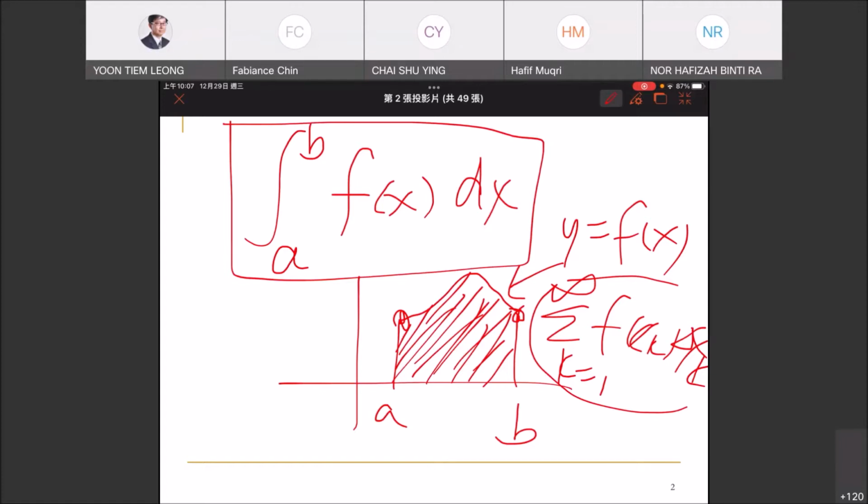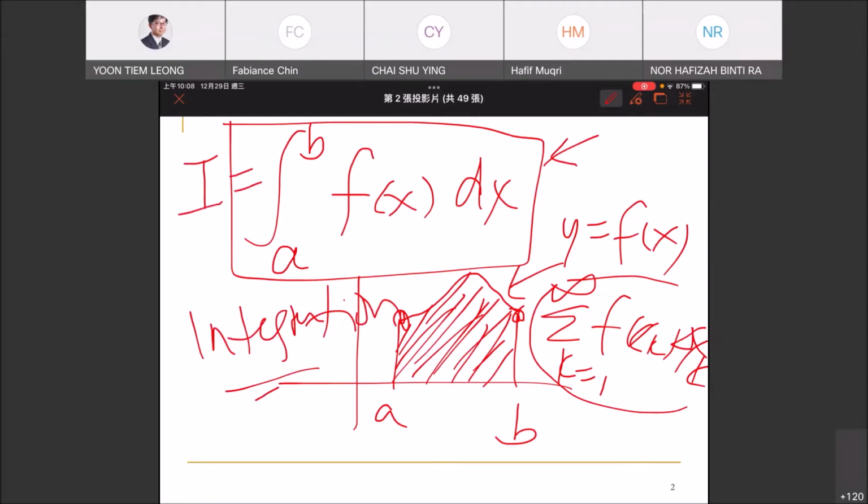So here we are talking about the integration of the function, which represents the area of the function. So this is about the integration, right? The integration of a function is represented by this symbol. It is a symbol that represents a number, right? It is a number which is just the limit of the Riemann sum.